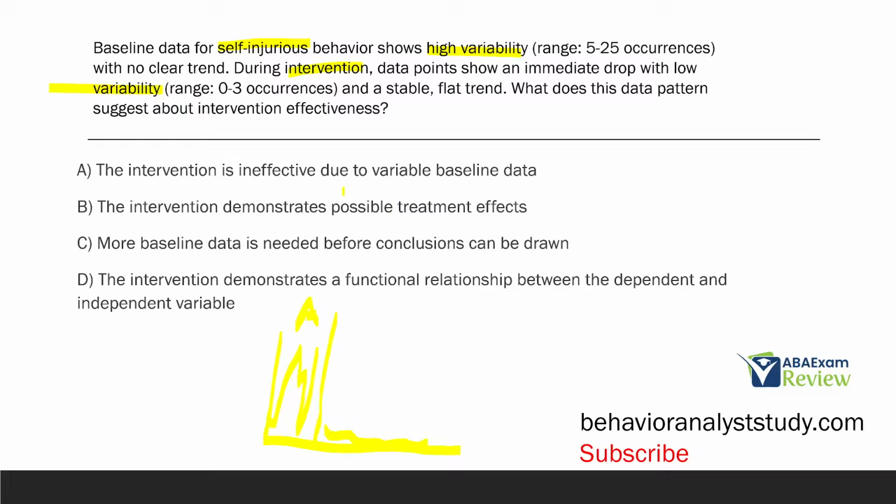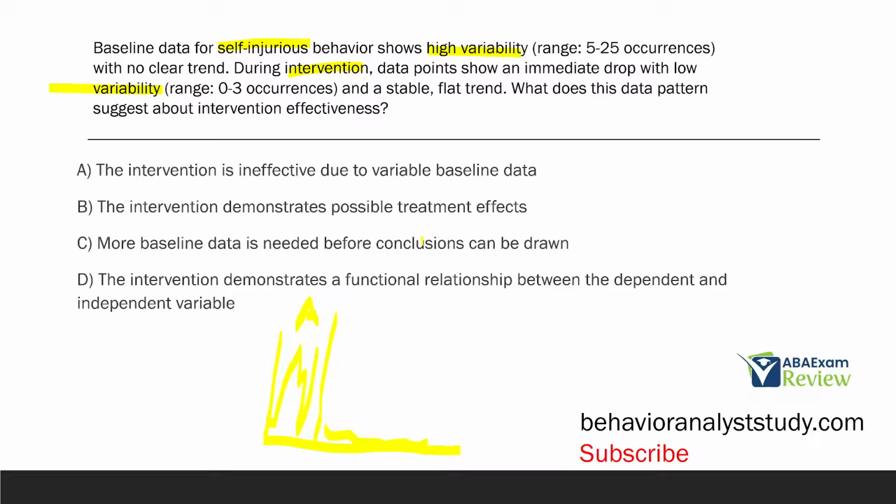So it does seem like the intervention may have done something. B, the intervention demonstrates possible treatment effects. Sure, it's very possible the intervention had an impact on the self-injurious behavior responses. C, more baseline data is needed before conclusions can be drawn. Not necessarily, right? We can still draw some conclusions, okay?